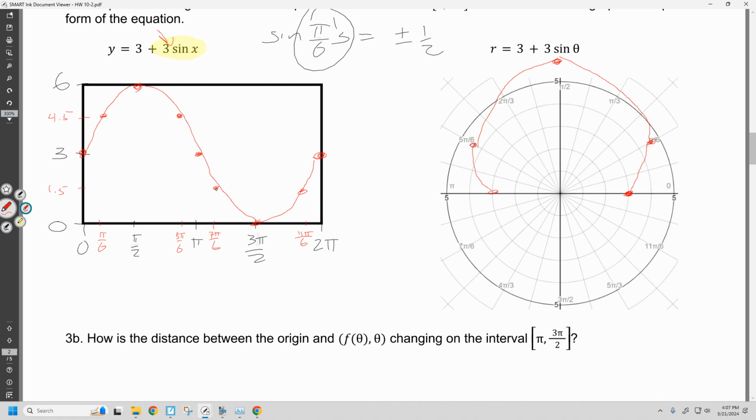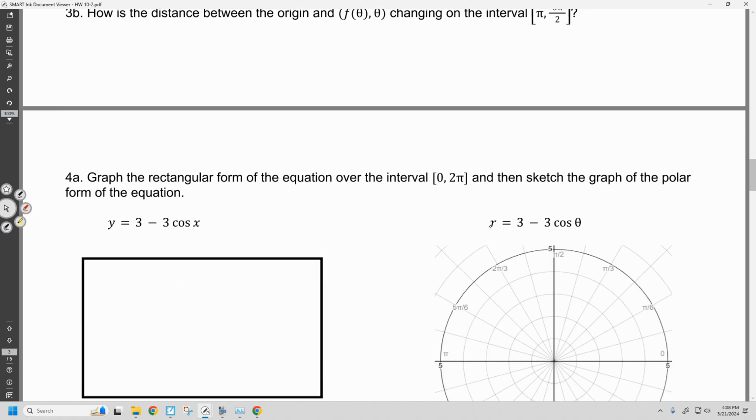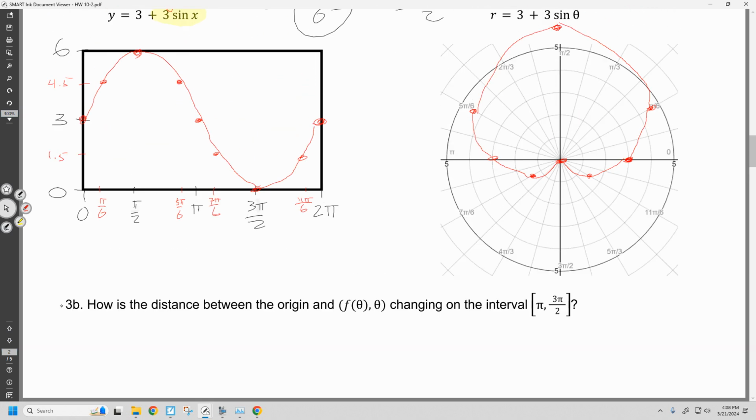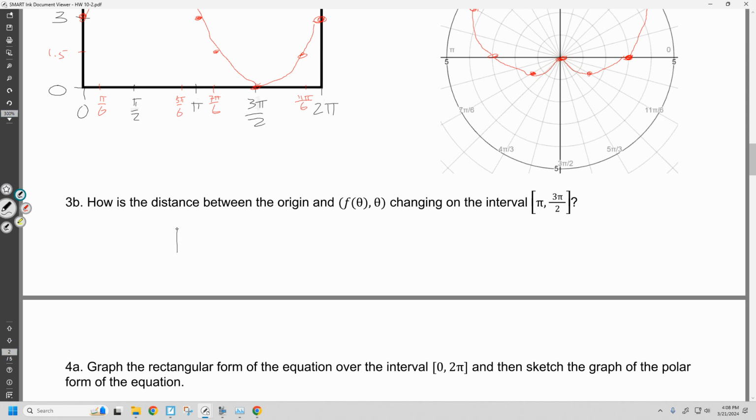7 pi over 6, 1.5. 3 pi over 2, 0. 11 pi over 6, 1.5. 2 pi, 3. That heart shape again. Okay? Now, one more before we go. What is happening between pi and 3 pi over 2? My radius is decreasing. My y's are decreasing. We are getting closer to the origin.